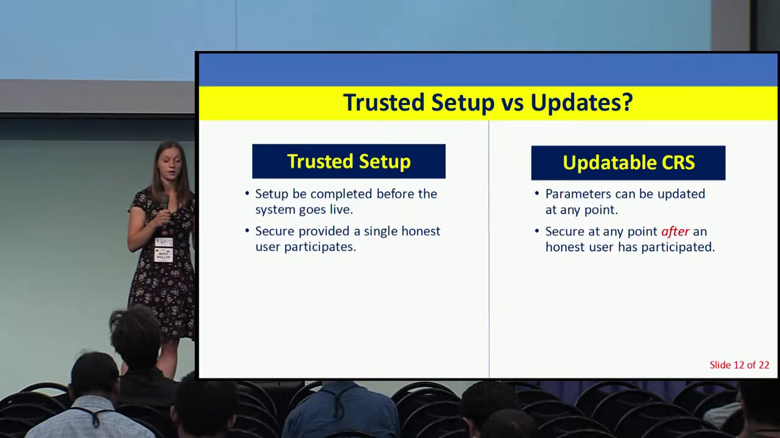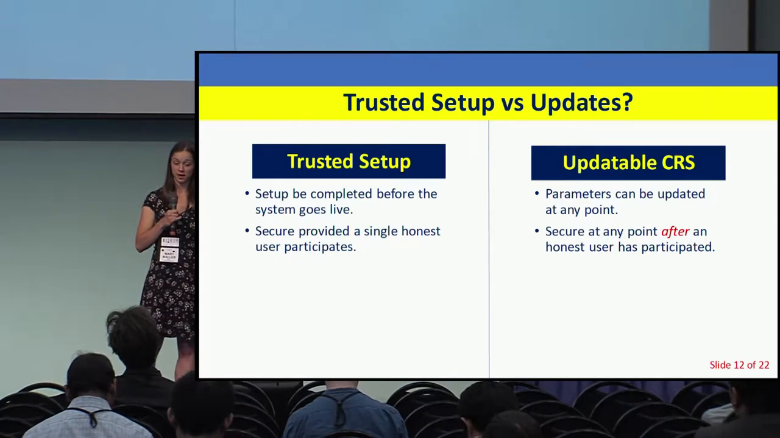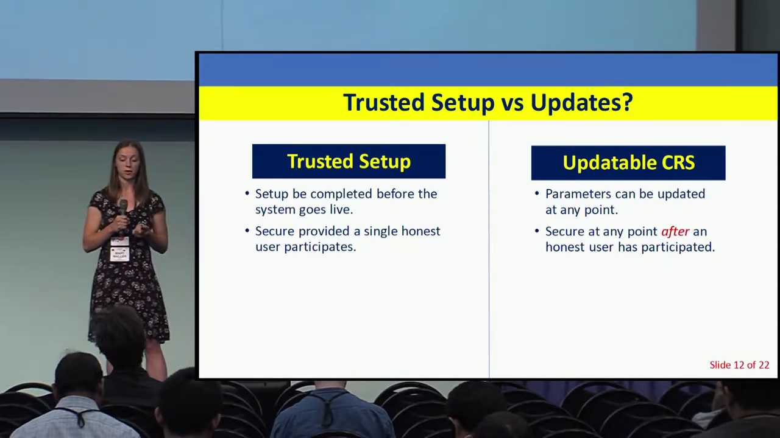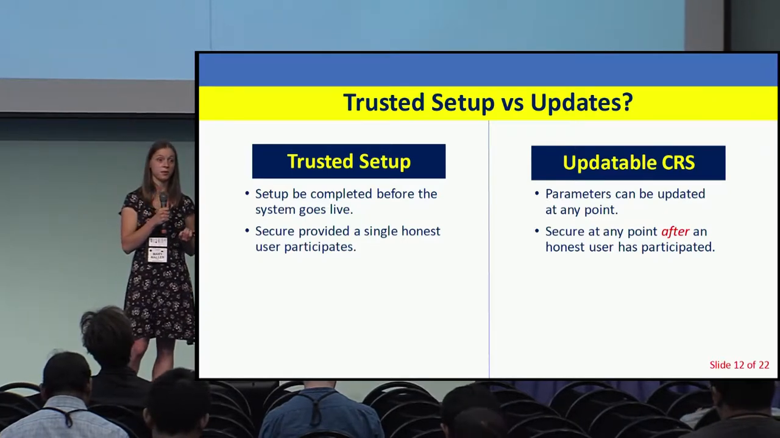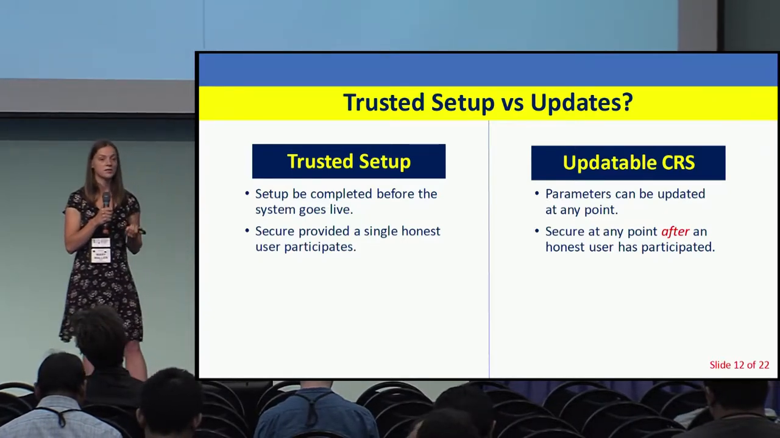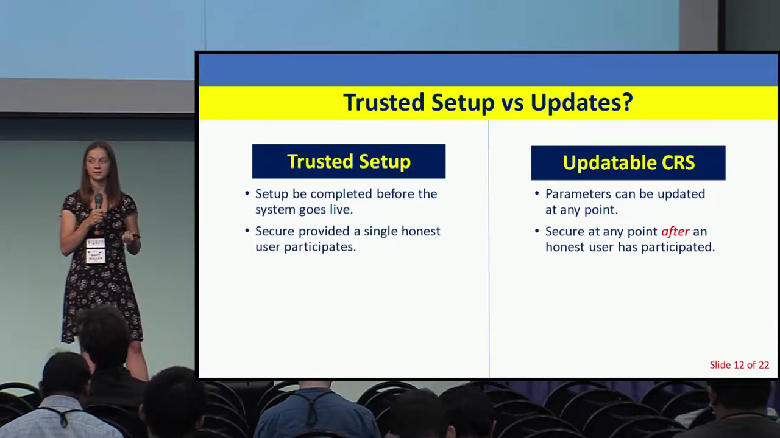So just to highlight the two key differences: in a trusted setup, the setup has to be completed before the system goes live, and it's secure provided there was a single honest user. For an updatable CRS, the parameters can be updated at any point in time, and it is secure at any time after a single honest user has participated.